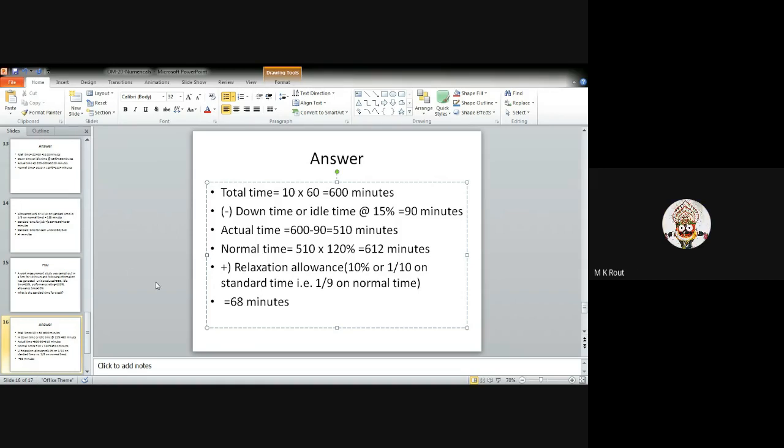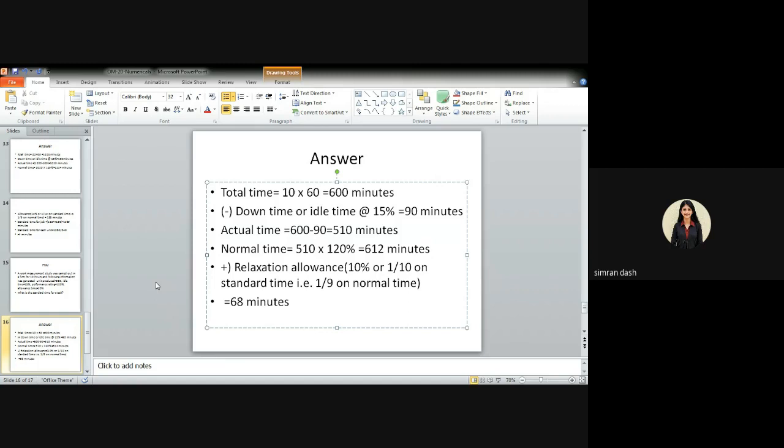It is relaxation, na? As per the formula, the allowances factor is given as 1 by 1 minus percent allowances. So that equals to how much? 1 by 9 on normal time. Clear?